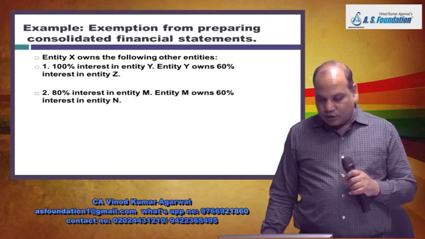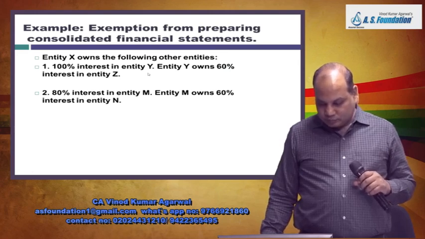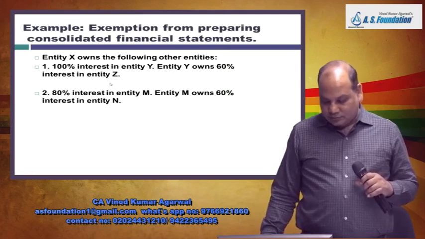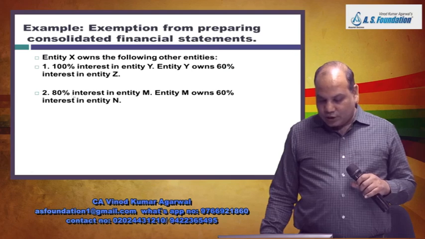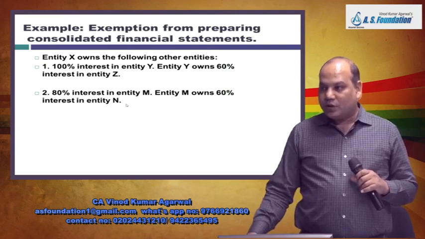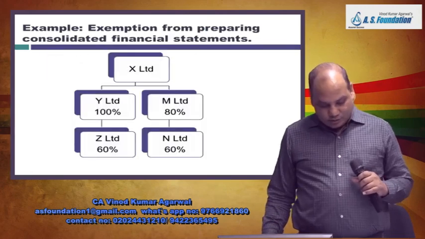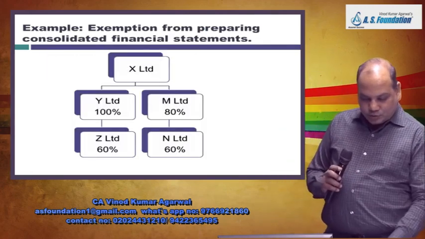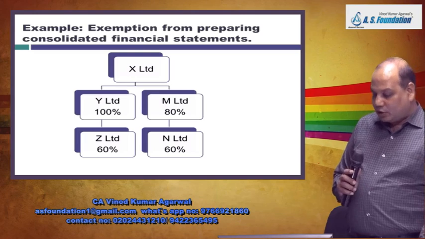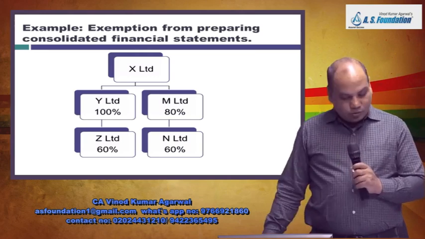Entity X owns the following other entities: 100% interest in entity Y. Entity Y owns 60% interest in Z. Then entity X owns 80% interest in M. Entity M owns 60% interest of entity N. So this I will present in the form of a diagram which is easy for you to understand. X Limited holds 100% in Y, 80% in M, Y Limited holds 60% in Z, M Limited holds 60% in N. So what is the next paragraph?